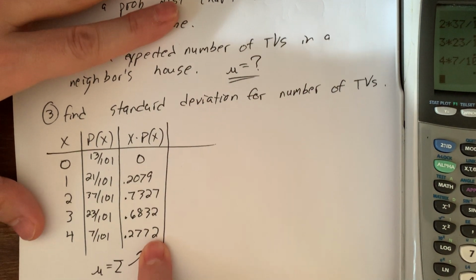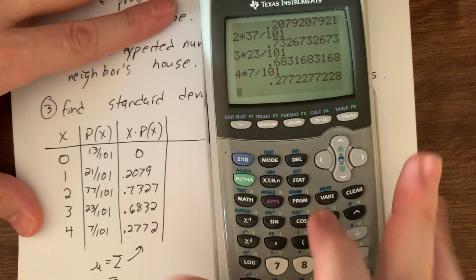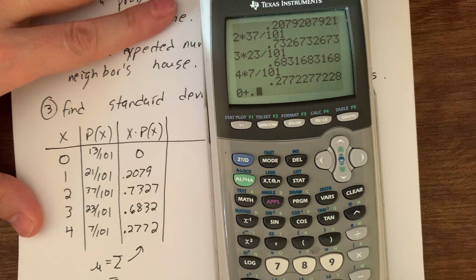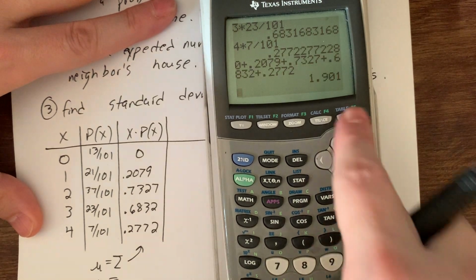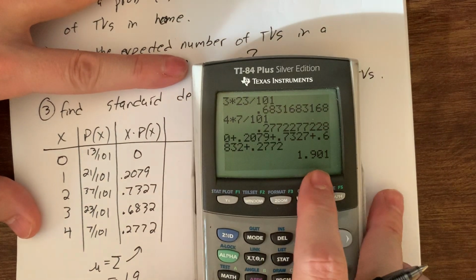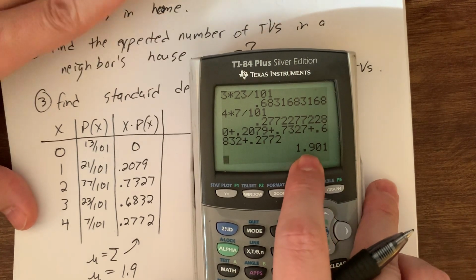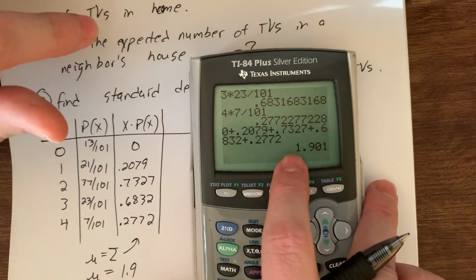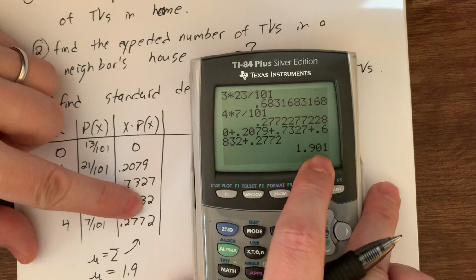Mu is equal to the summation of this column. So I would add all this up. And now I could round. This is my final answer. So 1.901, again, good sense. How many televisions? We definitely want the whole number, but certainly taking the first decimal. We're basically looking at about 2 televisions.